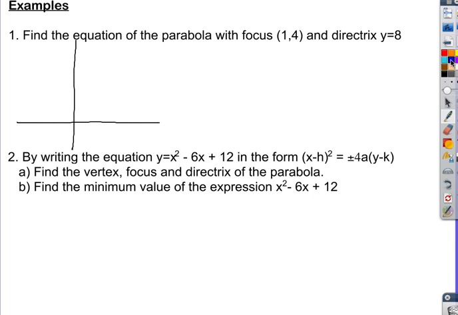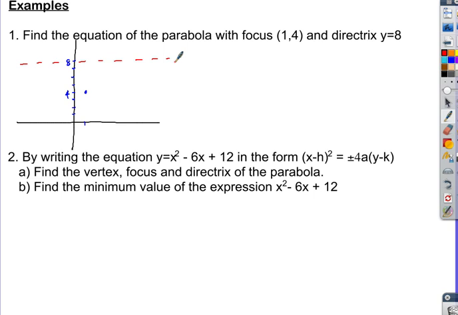Okay. So you got your number plane. You've got the point 1, 4, which is just there. That's our focus. And then you've got your directrix, which is the line y equals 8, which is a horizontal line that goes like that.